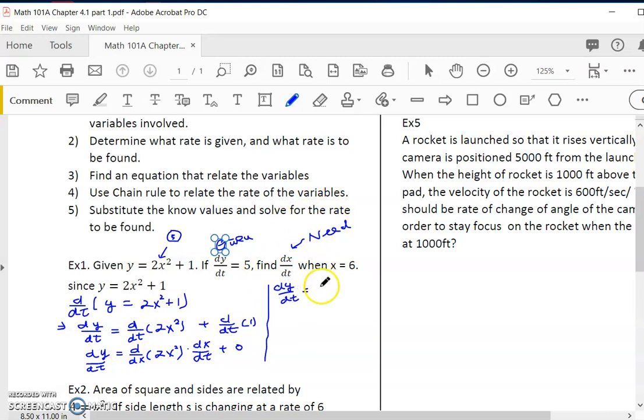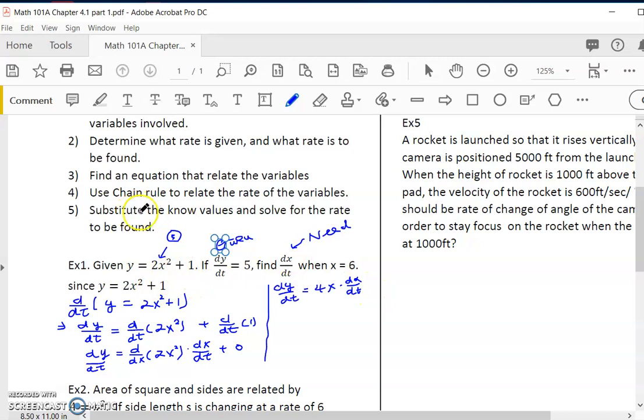And then the right-hand side would be 4x, because the derivative of 2x squared is 4x, and then times dx/dt, remember. So this is the rate of y, and this is the rate of change of x related to time, and that's how they are related. So you have a related rate equation from the original equation.